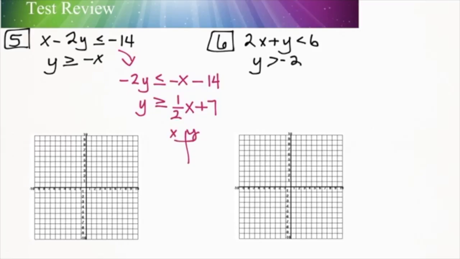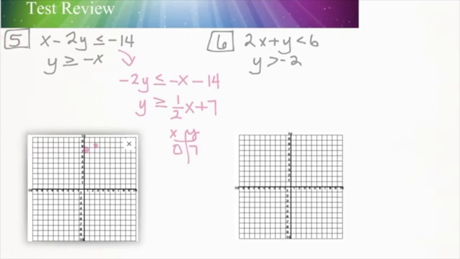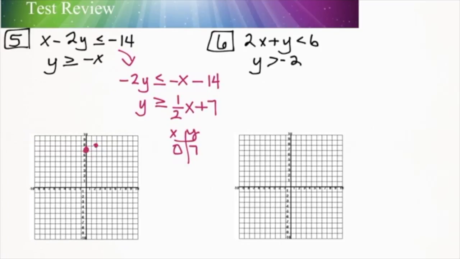Let's go ahead and just graph the line, which if I plug in 0, I get 7. So my y-intercept starts at 0, 7. My slope is 1/2, so that's going to be up 1 over 2, up 1 over 2.